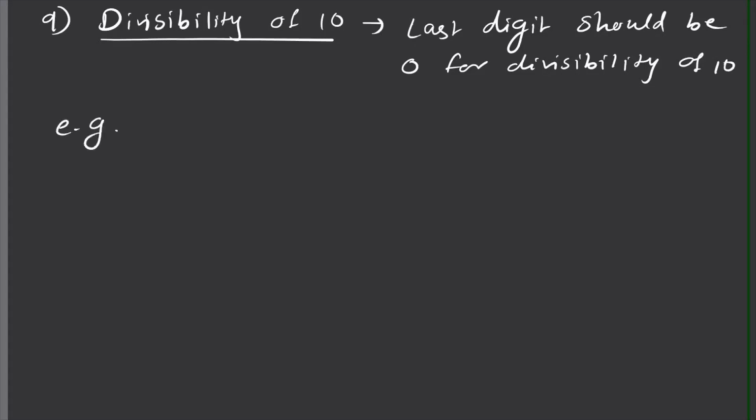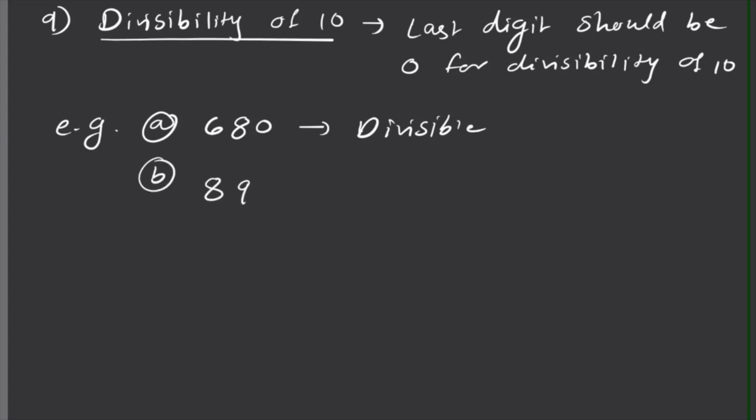Let's take the first example. 680. In this example, the last digit is 0. That's why it is divisible by 10. Let's have another example. 895. So the last digit is 5. That's why it is not divisible by 10.